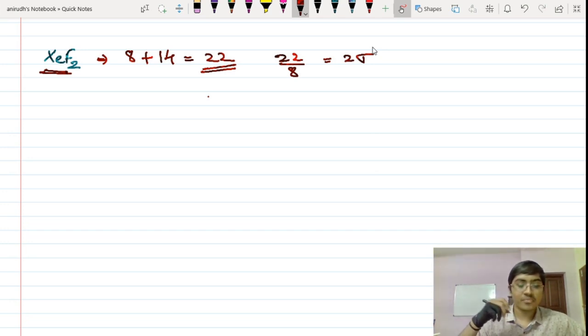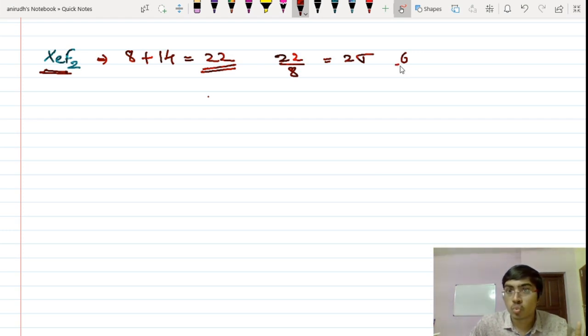Remainder is obviously 6, isn't it? Now this remainder is supposed to be divided by 2. That is equal to 3. This is the number of lone pairs of electrons. What did I do now?